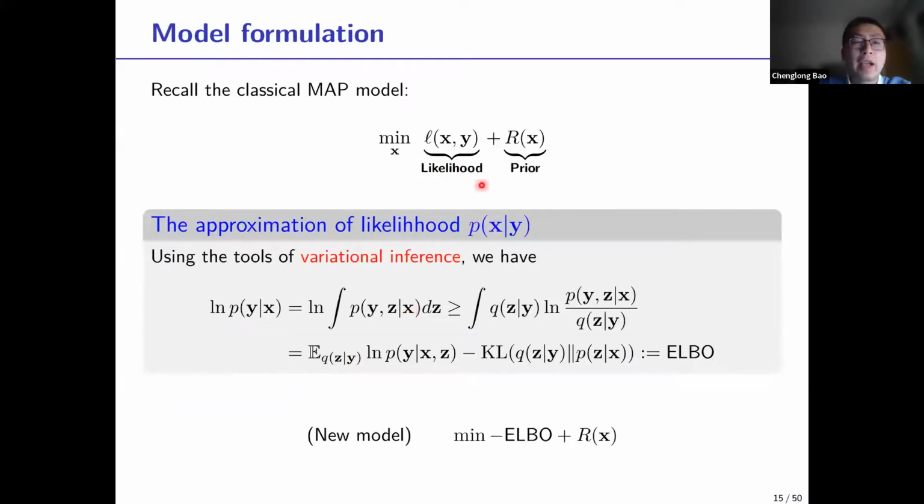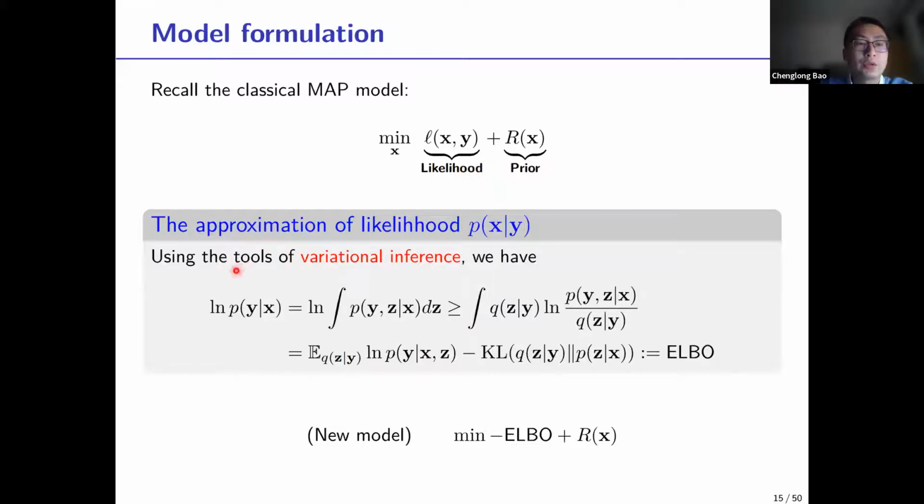To formulate our idea, we started from this classical MAP model, which contains the likelihood and the prior term. And in compressive sensing, we always try to get a better prior term. But today we will focus on this likelihood term. As we know, the noise distribution is very complex. We cannot get the exact representation of this likelihood.